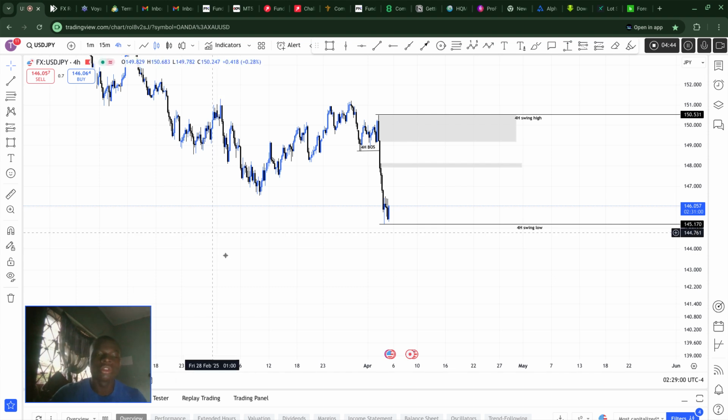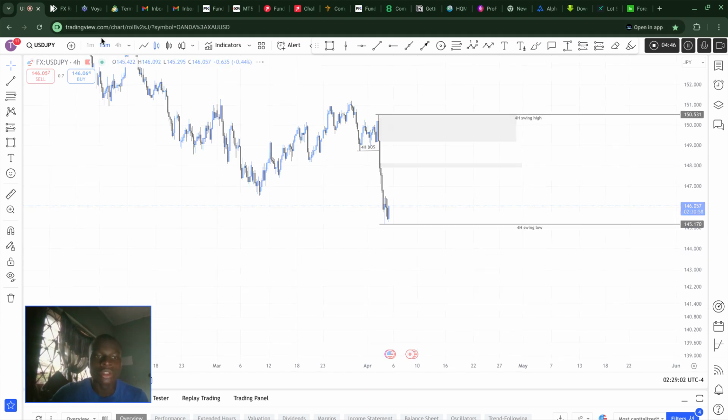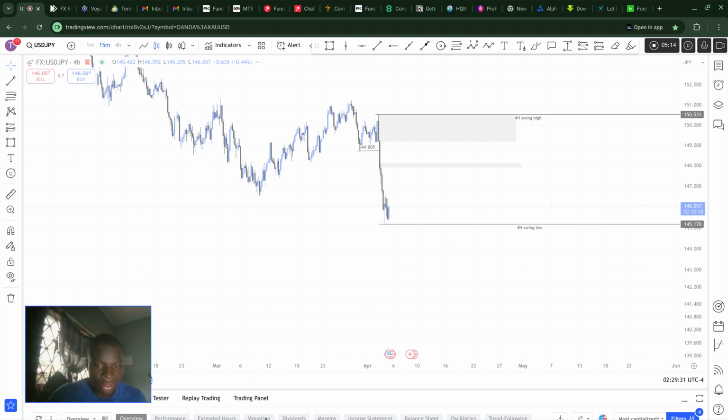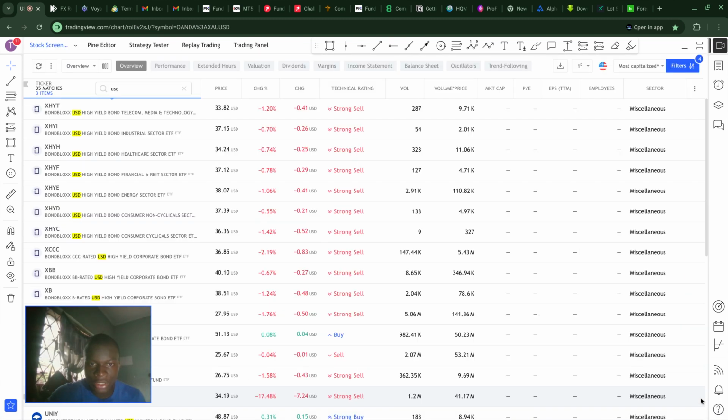I'm going to the 15-minute time frame. After getting to the 15-minute time frame, we look at what the market is currently doing. As you can see, we are currently in a downtrend, and in a downtrend we expect a pullback. For a pullback on the 15-minute time frame, that's probably an uptrend, if I'm not wrong.